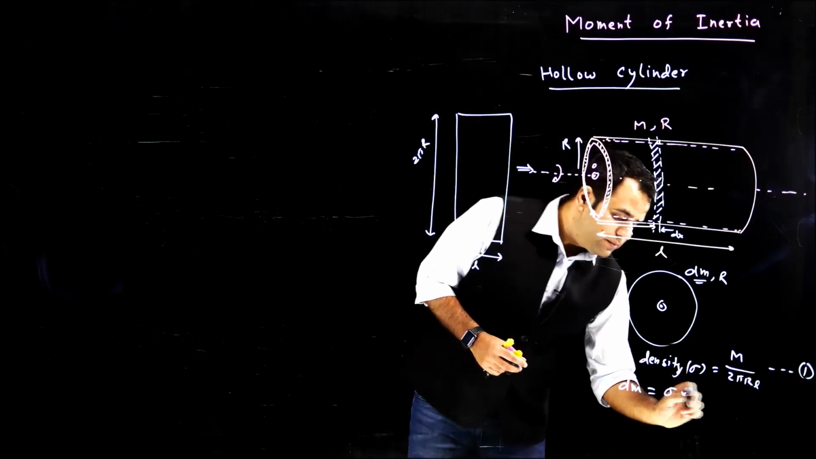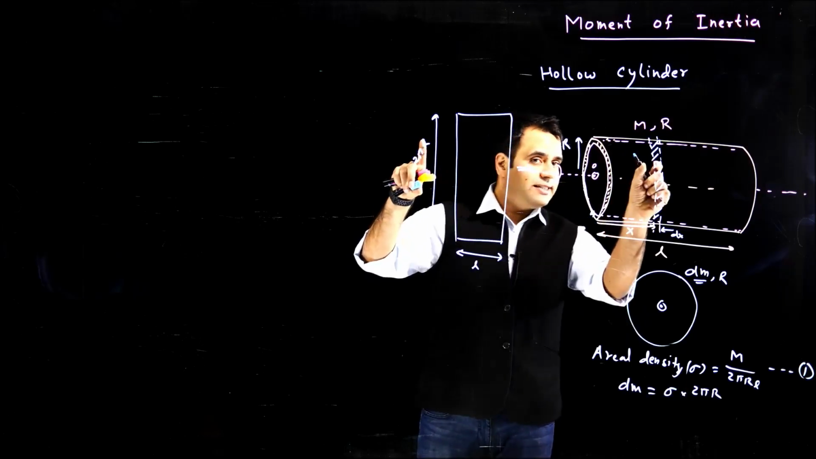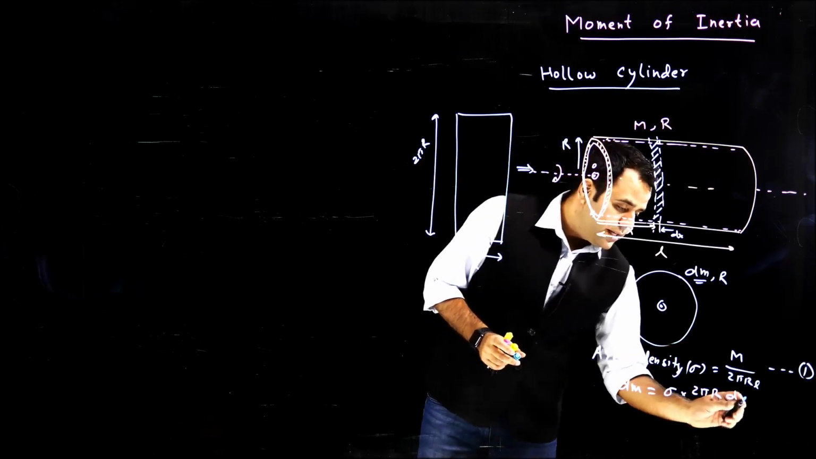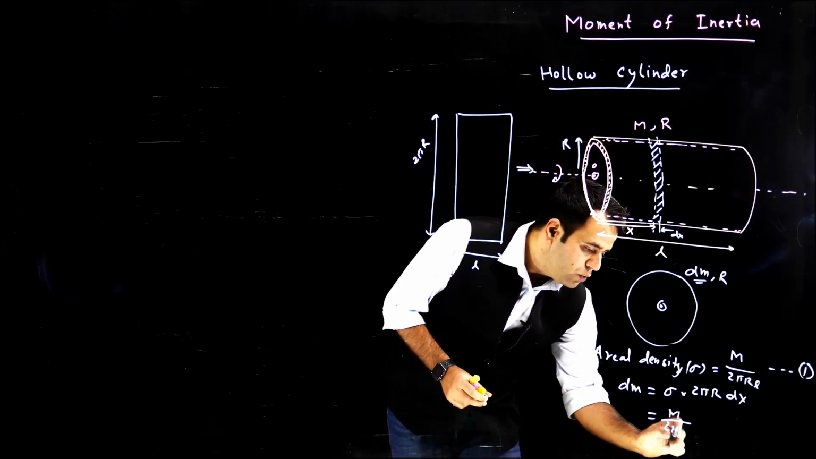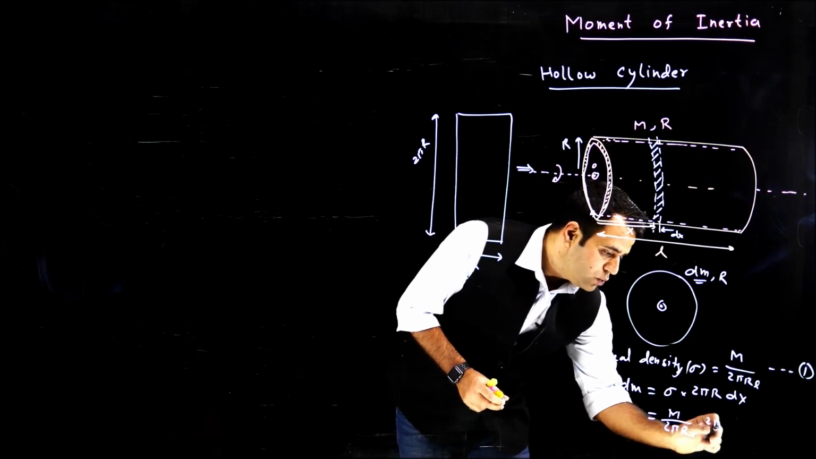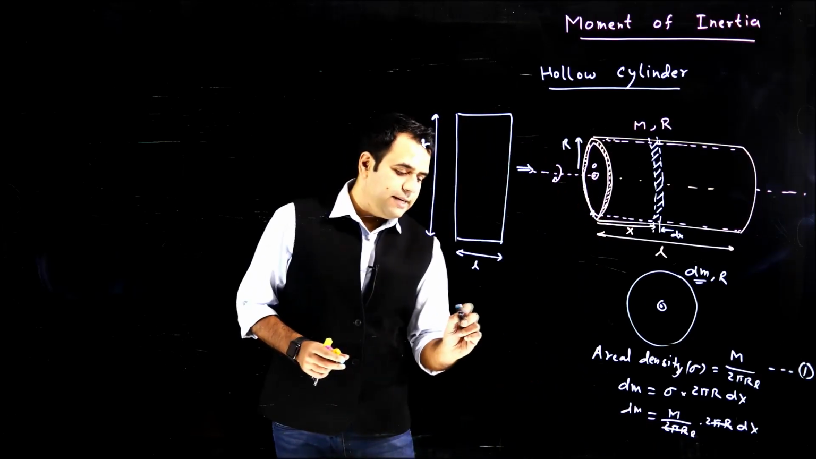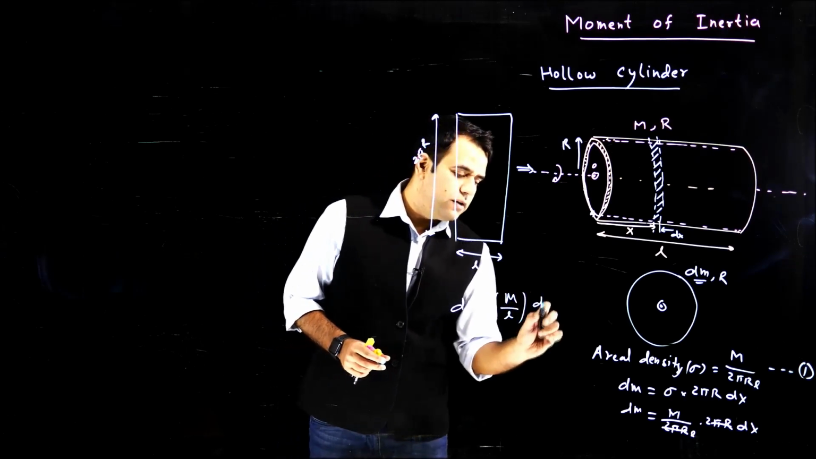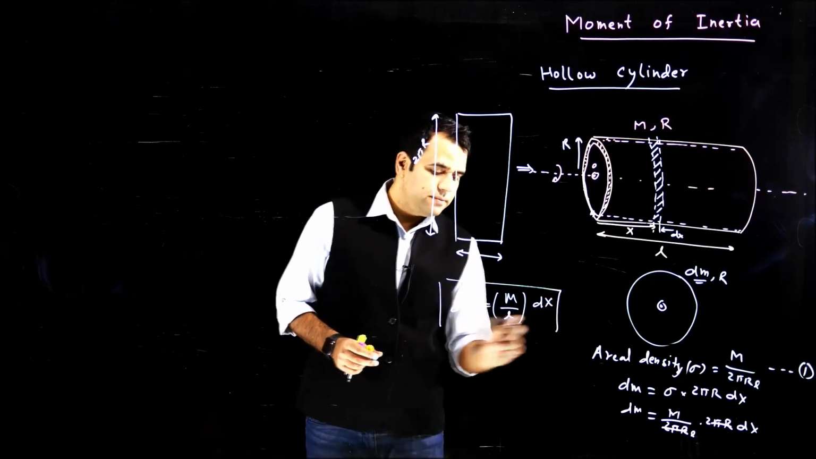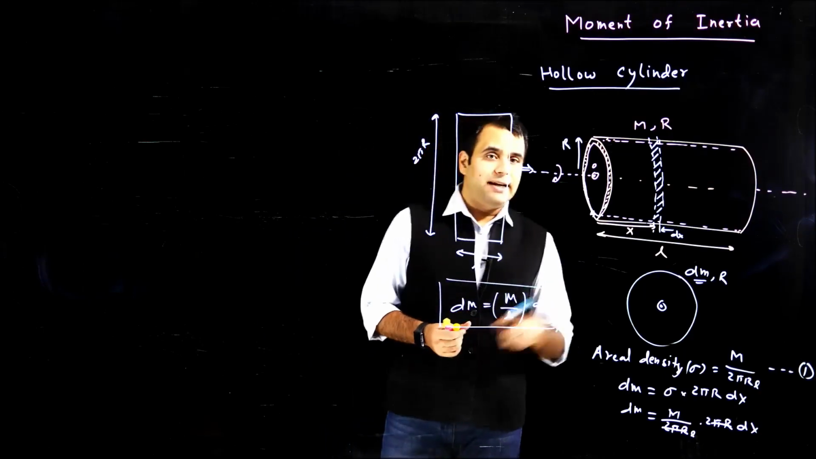So sigma into area will be 2 pi r, because this dimension is going to be the same for this ring as well, and this will be equal to dx. So let's put the values here: M upon 2 pi r L into 2 pi capital R dx. This 2 pi r and 2 pi r will cancel out. So this dm will be equal to m by L times dx. This becomes the mass of the element, which is a ring element.